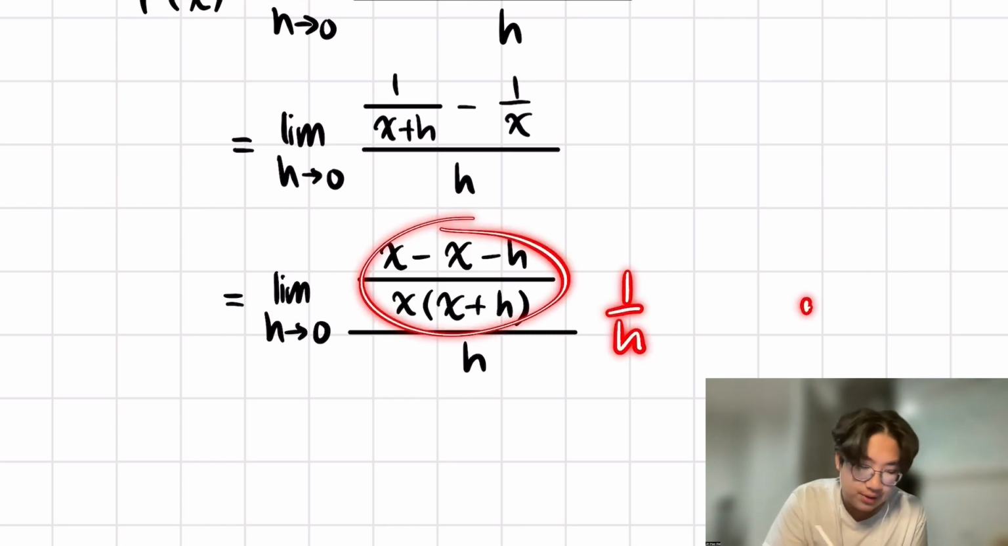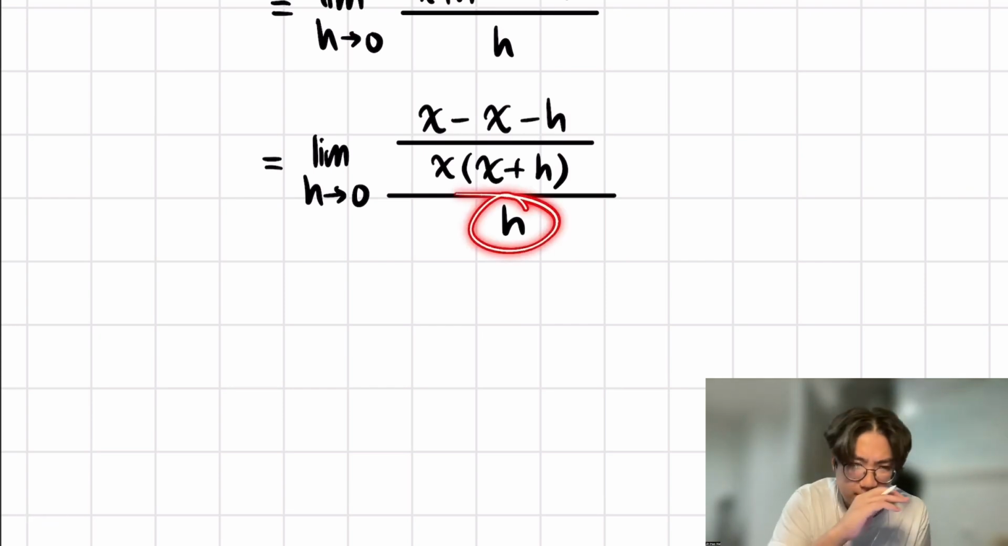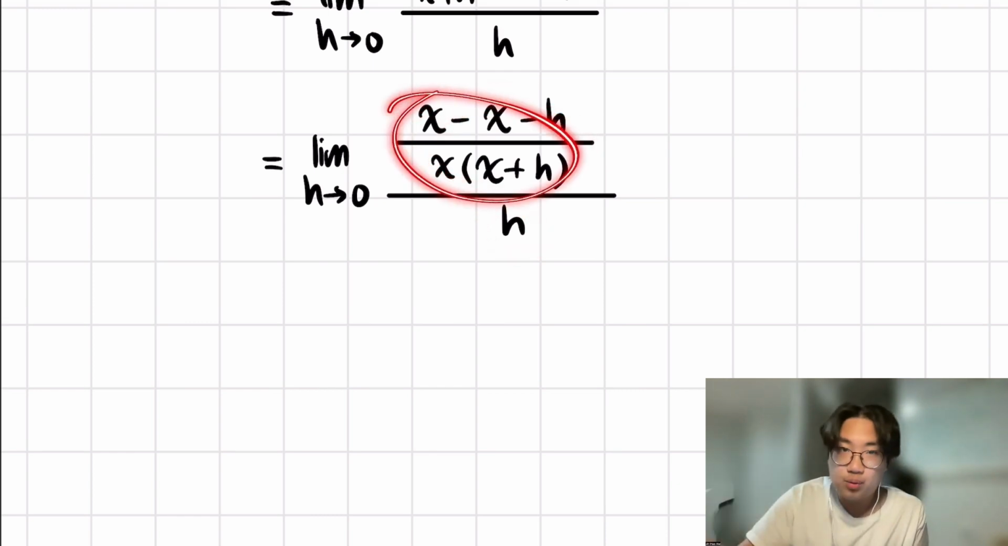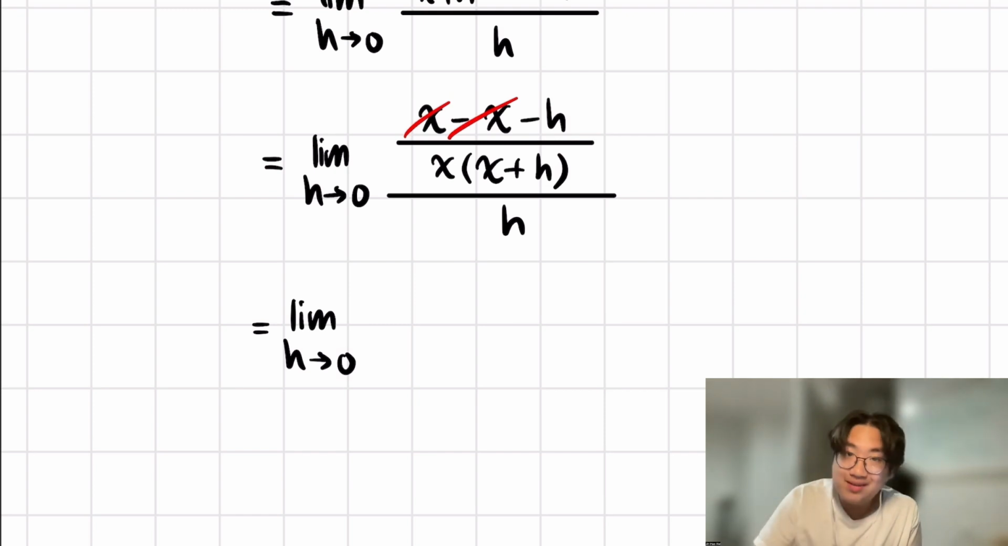So another way you could write this is 1 over h times this. It doesn't really matter how you do it, but regardless, in the next step, we will effectively be bringing that up, because again, we remember dividing by anything is the same thing as multiplying by the reciprocal. So this fraction divided by h is the same thing as this fraction times 1 over h. So next we have, again, limit as h approaches 0. In the numerator, the x's cancel out. So in the top, we just have negative h.